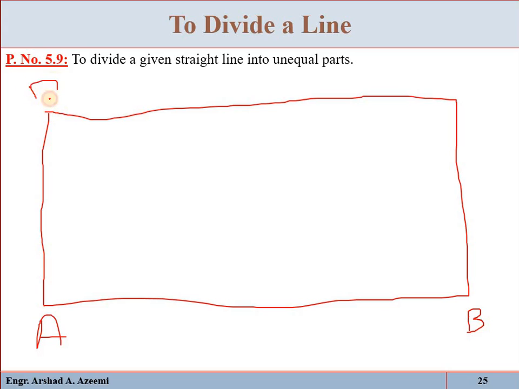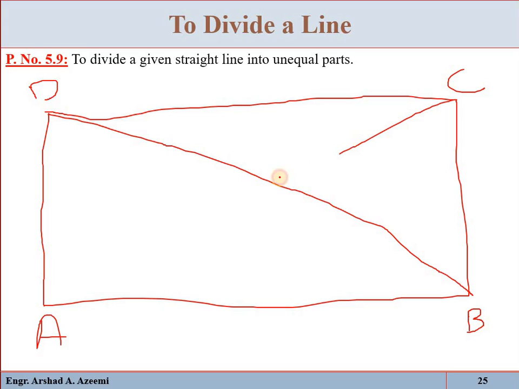Join, suppose this is point D and this is C. Now just join D with B, okay, and C with A. Now from this point, suppose from this E point, draw a perpendicular to AB. Suppose this is F, so AF will be equal to FB, and this will be half of AB.